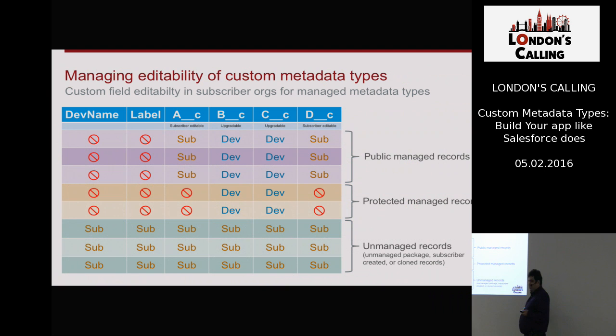So you can actually have a lot of control over editability using a combination of field level editability and record protection. So for example, if you divide your records into these sort of three groups, so your public managed records basically behave, the field editability just behaves like it says on the tin. If it's upgradable, you can change it. The person who creates the record can change it in the future. If it's subscriber editable, the subscriber can change it.